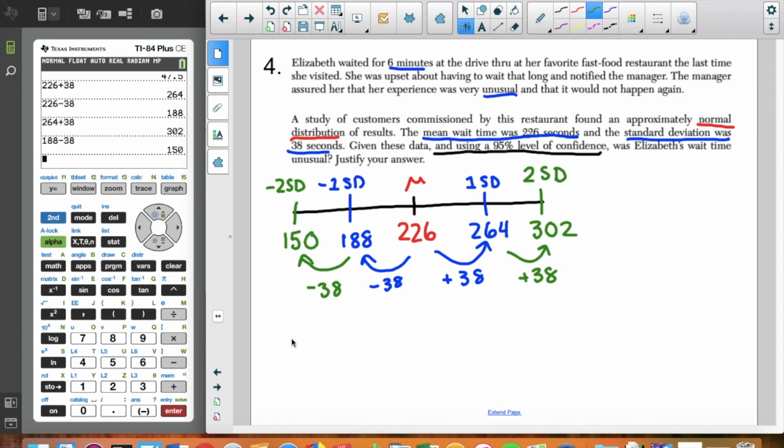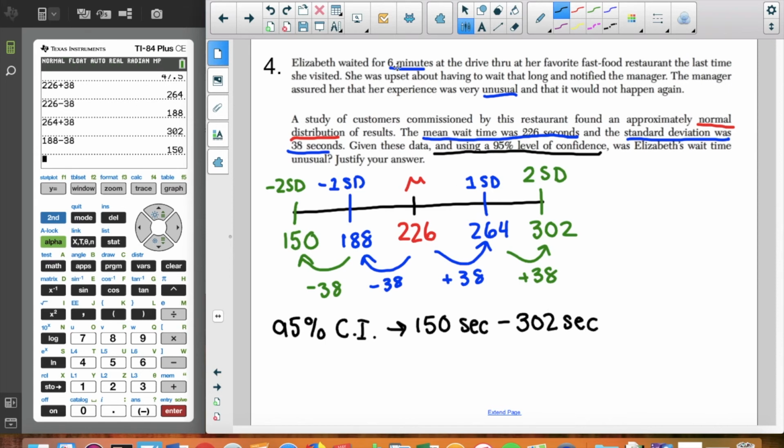Okay, so we found our range. Our range is from, so I'm going to write our 95% confidence interval is from 150 seconds to 302 seconds. Let's see if Elizabeth's data point is within that range.